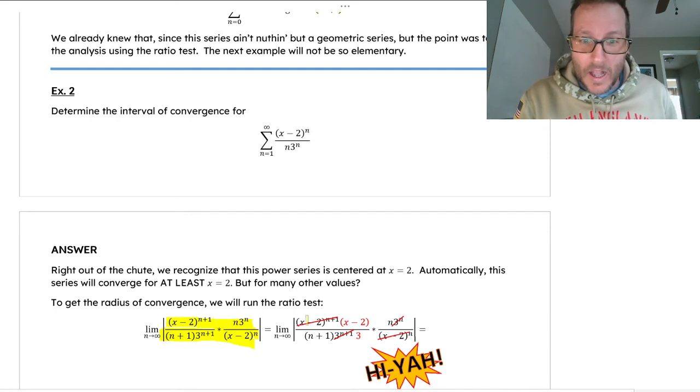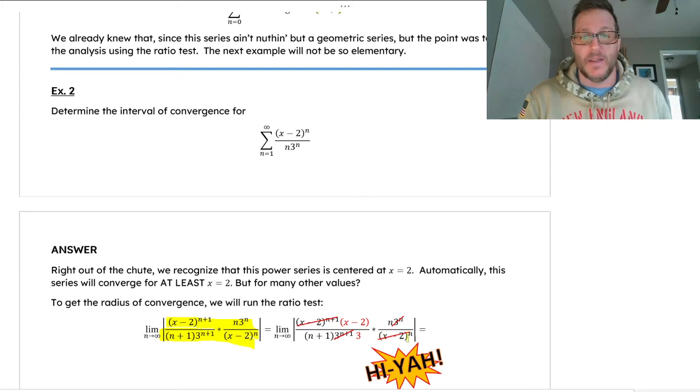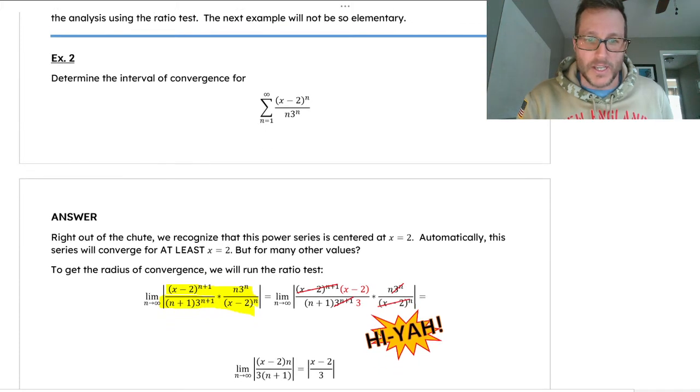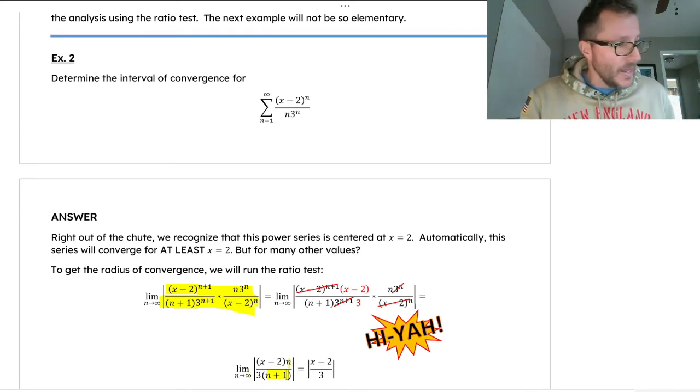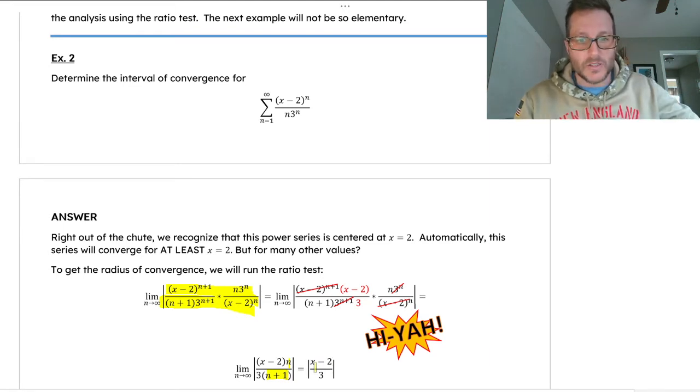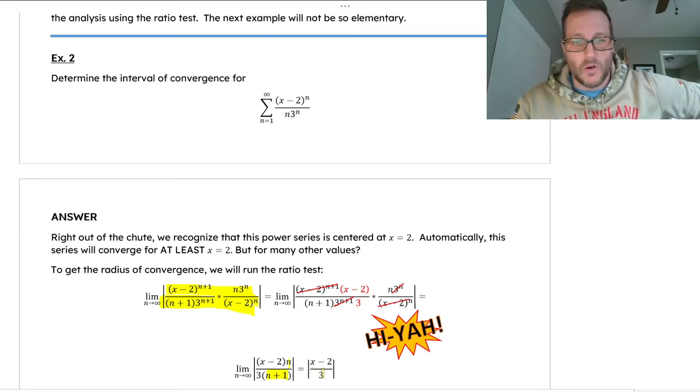With some simplification, we can get rid of some of those pieces and simplify. (x minus 2) to the n plus 1 divided by (x minus 2) to the n is just x minus 2, and those 3 to the powers, that's just 3. So let's see what happens after all of the carnage. We end up with the limit as n goes to infinity. You've got n over n plus 1, that goes to 1, and the rest of this piece just goes to the absolute value of x minus 2 over 3.